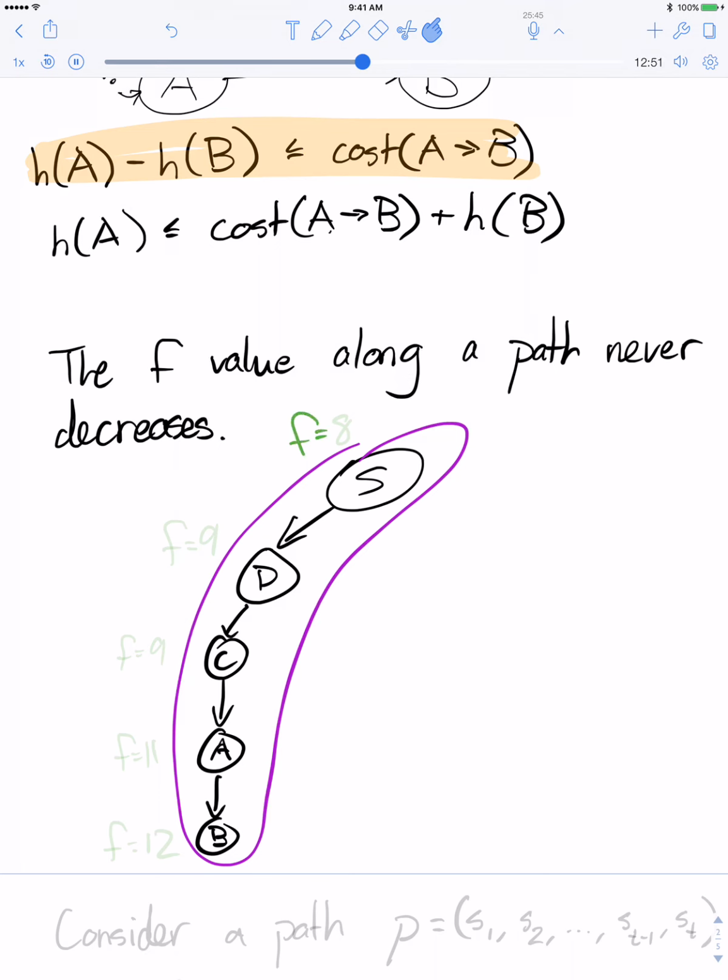Now, what I'm saying is that anywhere along this search tree, this path going all the way from S down to B, F is going to be some value at S. Since G is 0 at the start state, you've incurred no cost so far. That's just going to be equal to the heuristic at the start. Let's say that's 8. And then F at D might be 9. F at C might be 9. F at A might be 11. F at B could be 12. But that F value, the sum of the cost and the heuristic, is never going to go down. Let me prove that to you really quickly.